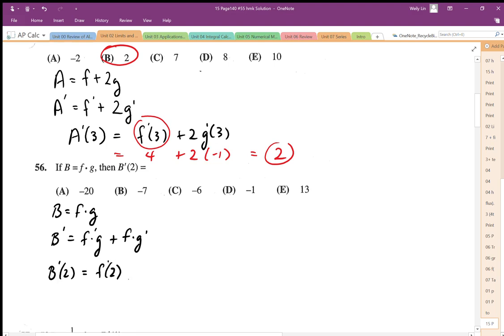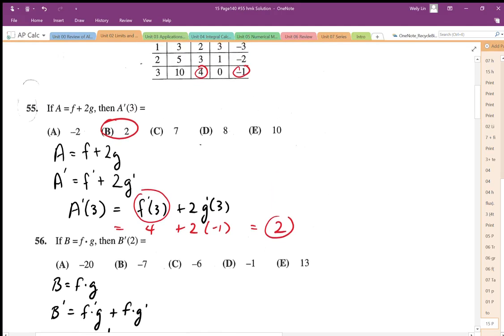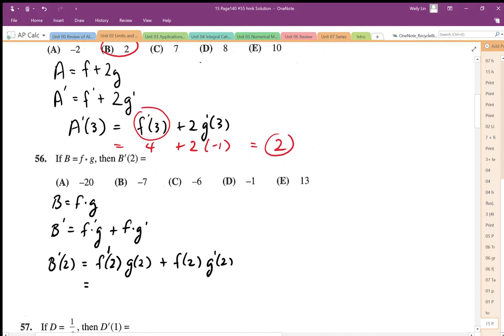And if I want to find b prime at 2, I need f prime at 2 times g at 2 plus f at 2 times g prime at 2. Okay, let's make sure that's a prime. And then again, we go back to our table here. I need f prime at 2. F prime at x equals 2 is 3. So that's going to be equal to 3.